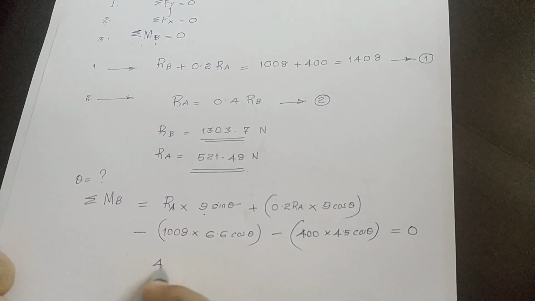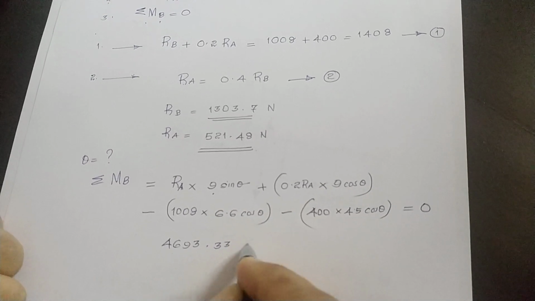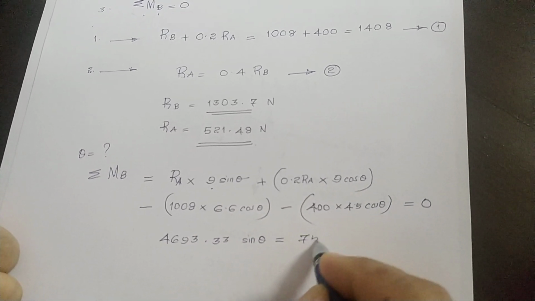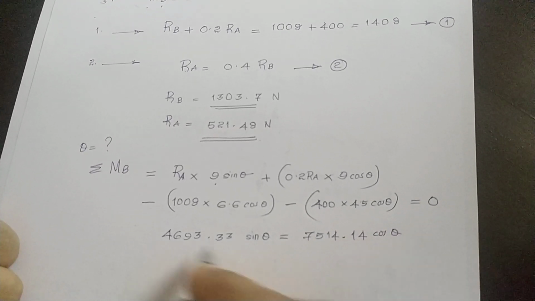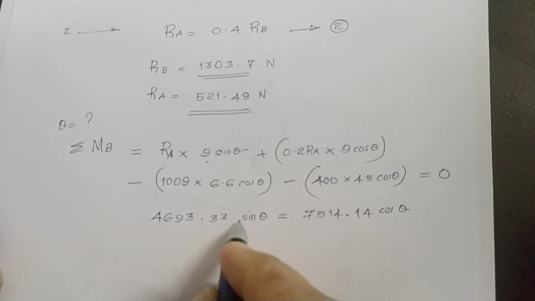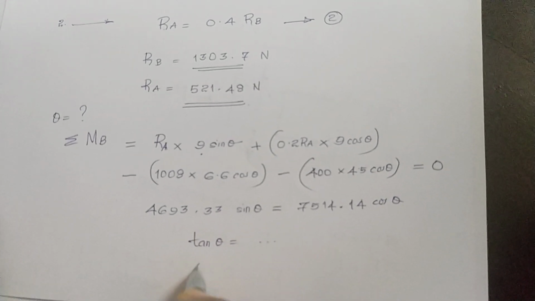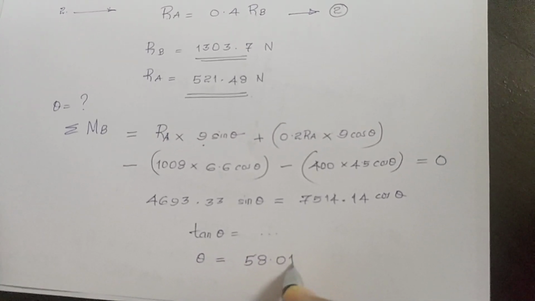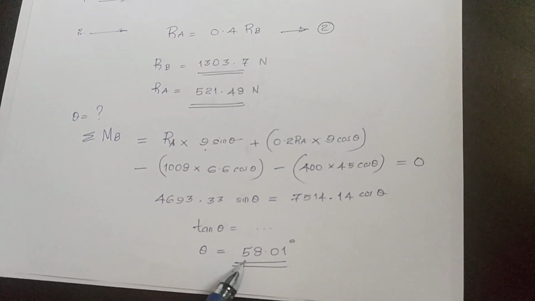Calculation, you get this as 4693.33 sin theta is equal to 7514.14 cos theta. Now cross multiplying, you get sine theta by cos theta, tan theta is equal to something, from which you get theta is equal to 58.01 degrees. So we have found the inclination of the ladder as well.